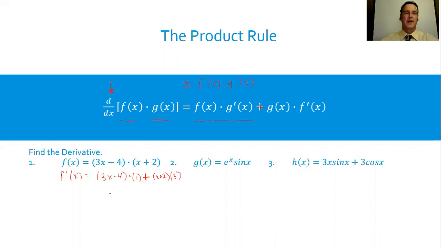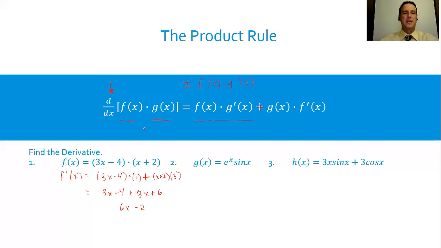Now, you should clean it up a little bit. 1 times anything will just be itself. And then the second part, 3 times x is 3x, and 3 times 2 is 6. Furthermore, we will add those together, and you will get 6x minus 2.